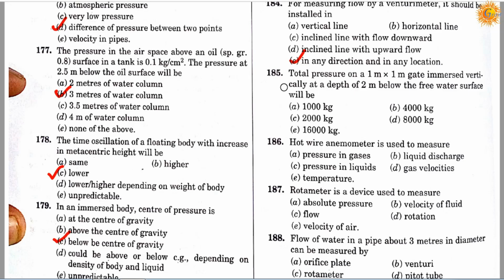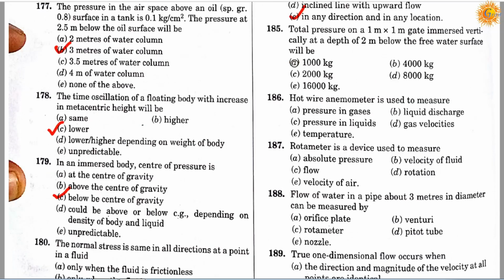Question number 185. Total pressure on a 1 meter by 1 meter gate immersed vertically at a depth of 2 meter below the free water surface will be: option A 1000 kg, option B 4000 kg, option C 2000 kg, option D 8000 kg, and option E 16000 kg. So correct answer is A, it will be 1000 kg.